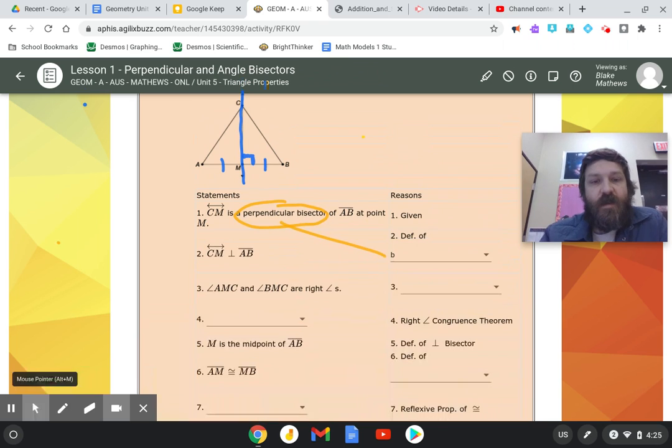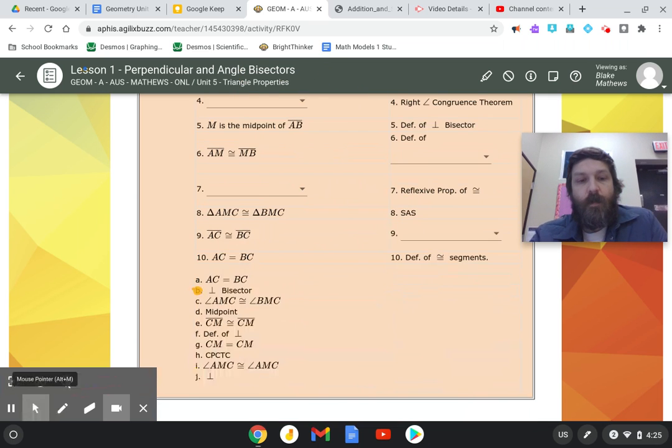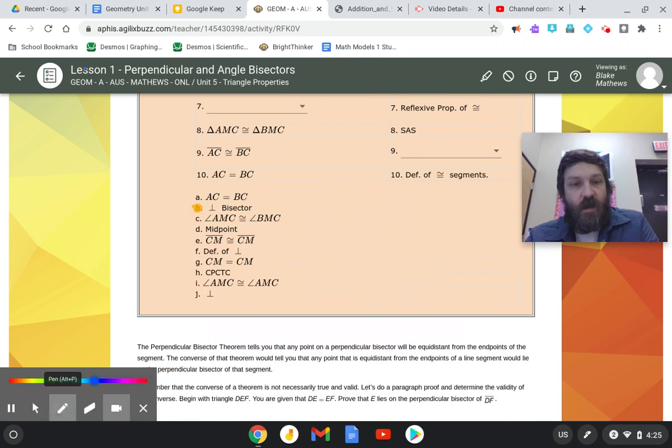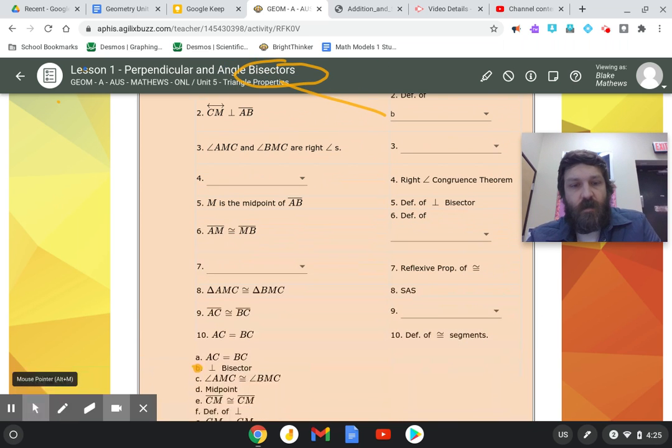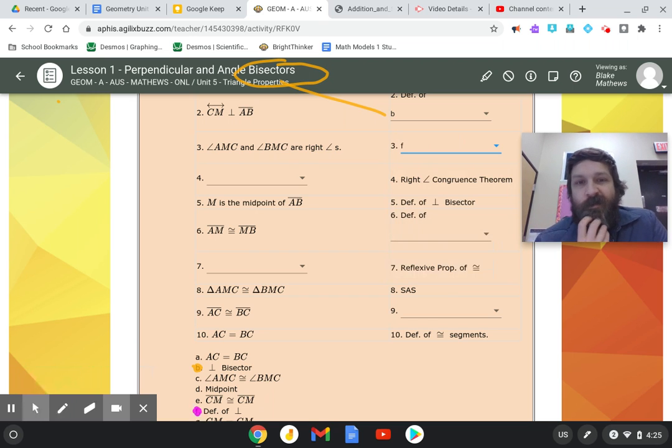Then it says AMC and BMC are right angles. I already drew one of those. That's right here. So we have right angles here and here. Well, we know that because that's the definition of perpendicular lines. It's going to be right here. I'll show you answer choice F. Because perpendicular lines, by definition, means that those angles are right angles.